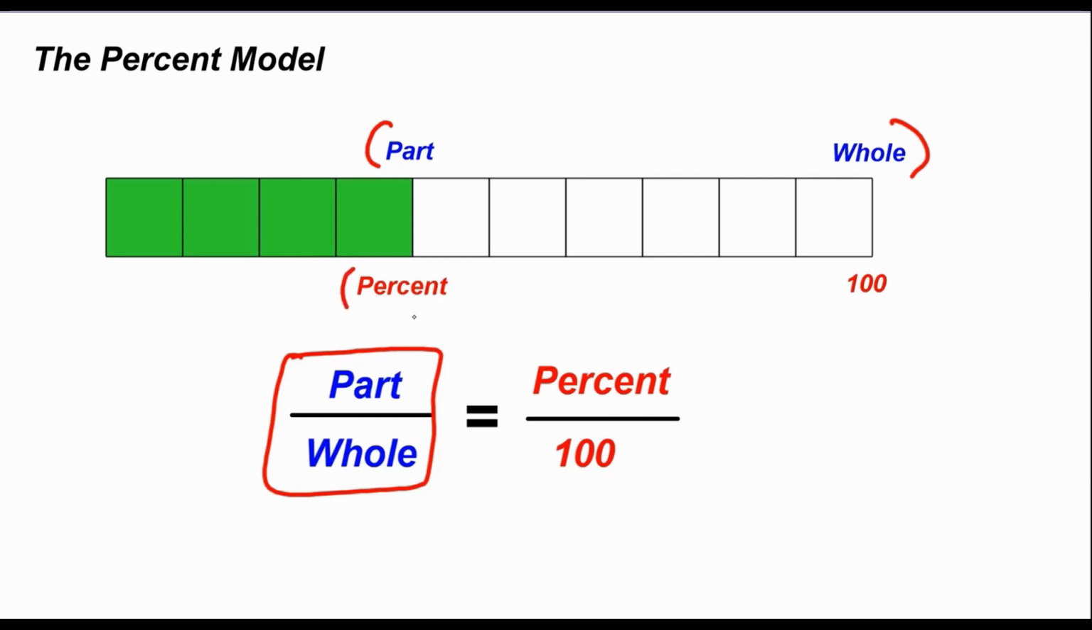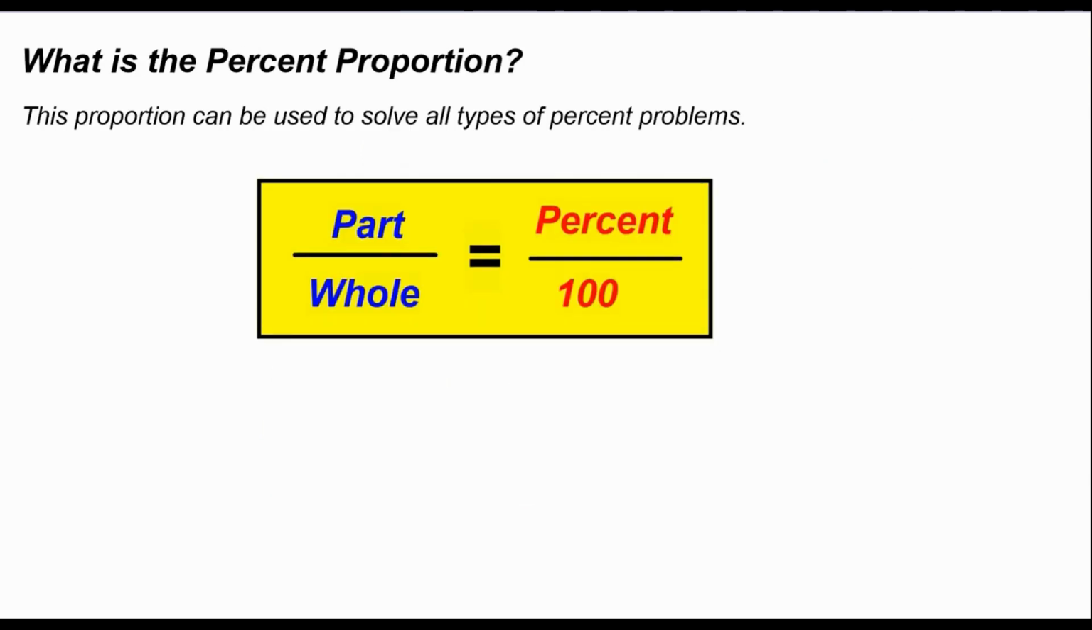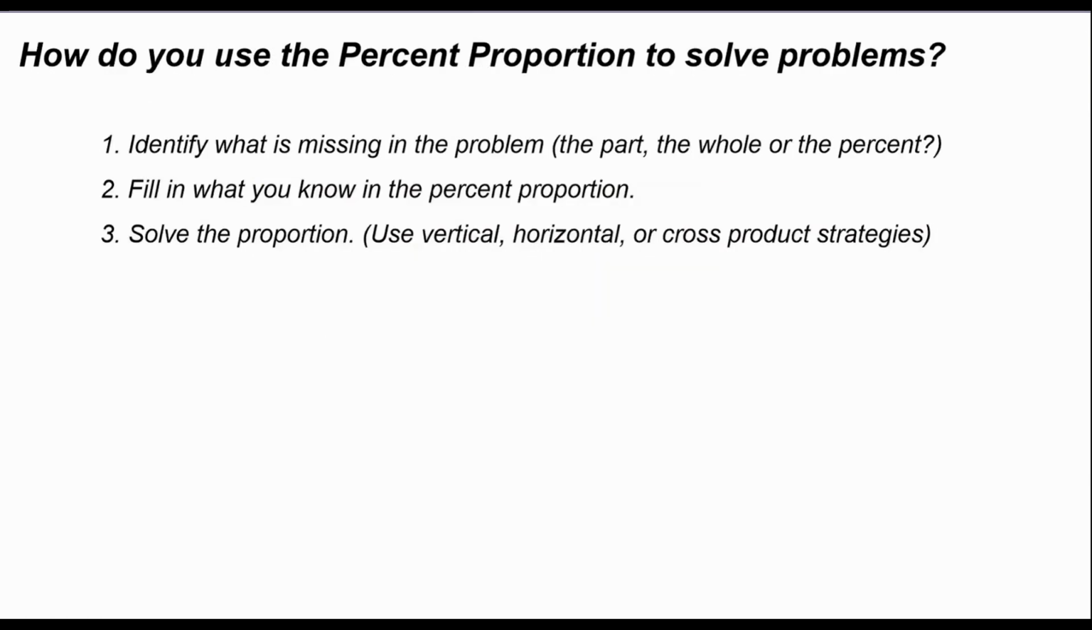And then that same ratio is in the bottom, and this would be the percent out of 100, where 100 is the whole. And we see that we have two equivalent ratios here, a part to whole comparison and a percent to 100 comparison. And these two ratios will form a proportion, and that is our percent proportion. So this proportion can be used to solve all types of percent problems. Part over whole is equal to percent out of 100. And we know how to solve proportions, so we can use that to solve multiple types of problems.